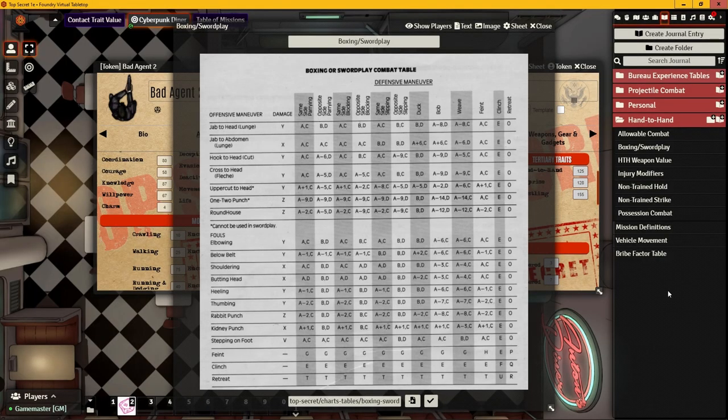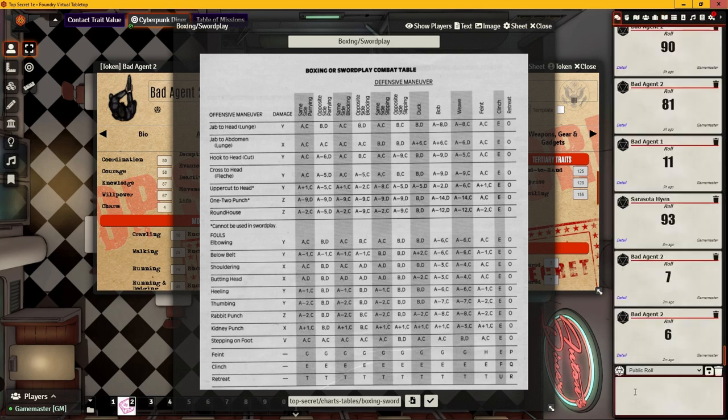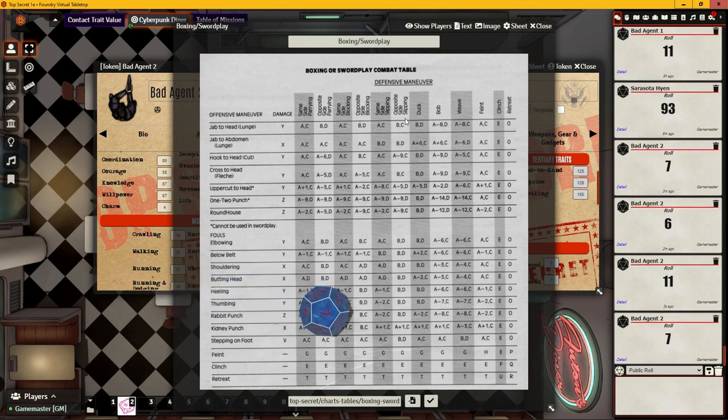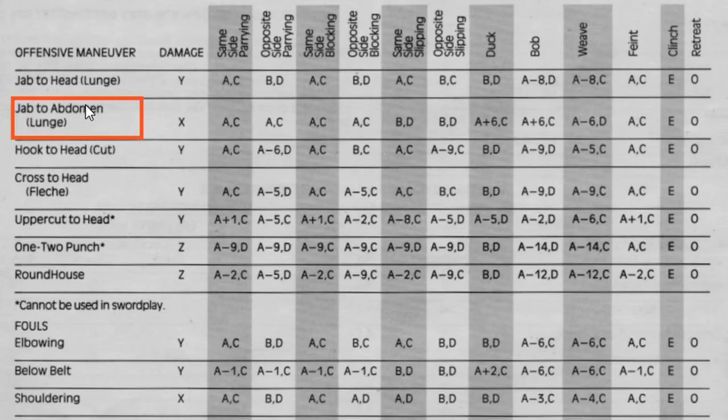I'm going to do the same thing for Sarah, just do it random, see what happens for the defensive maneuvers. One is 11, which means she does a clinch. One more. 7, opposite side slipping. All right, so let's see what happens. Jab to the abdomen, and we'll say left jab. So she does a right side slipping. And if we go across here, she's going to choose between this one and the clinch.